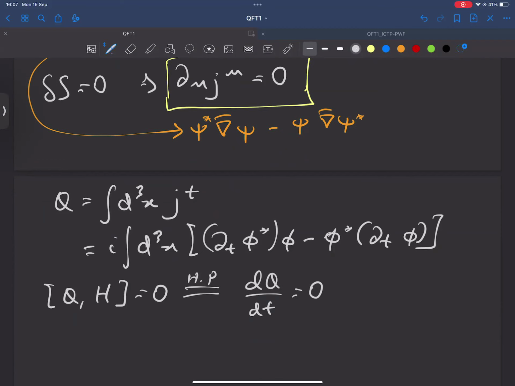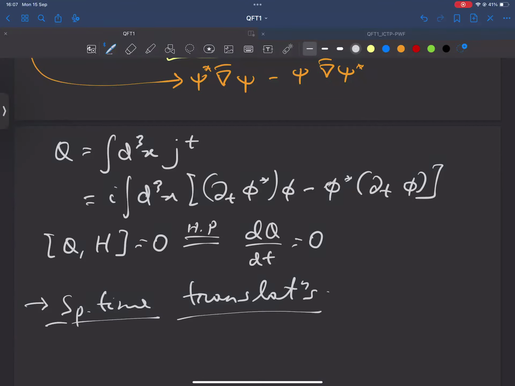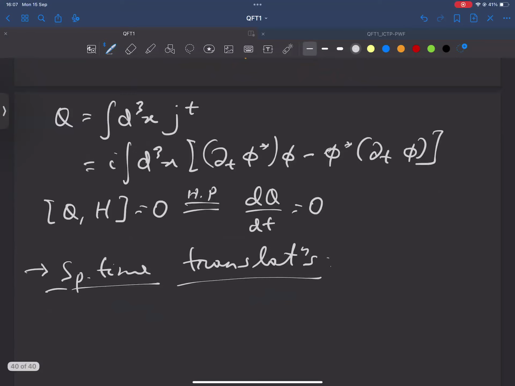Okay, now for the remaining part of this lecture, we will discuss another example, and we will stop there. Okay, so that example is what happens when we consider space-time translations. Okay, so say that you have a theory, you have an action which is invariant under space-time translations. Then what are the conserved currents that you get out of it?